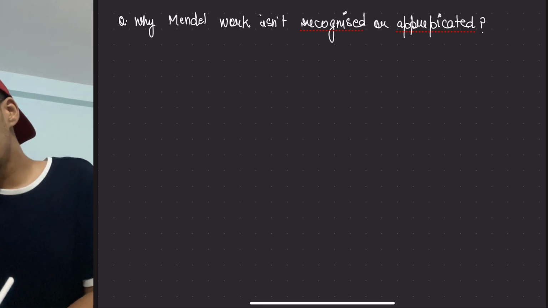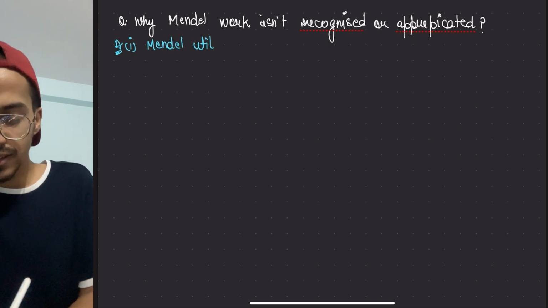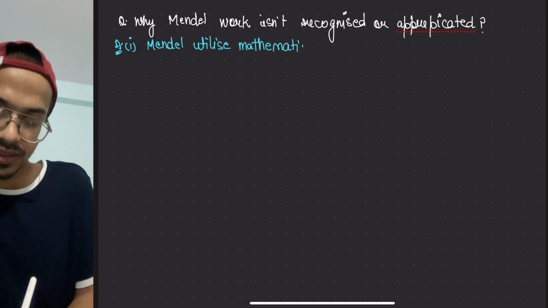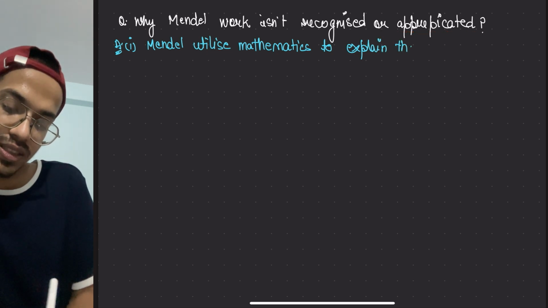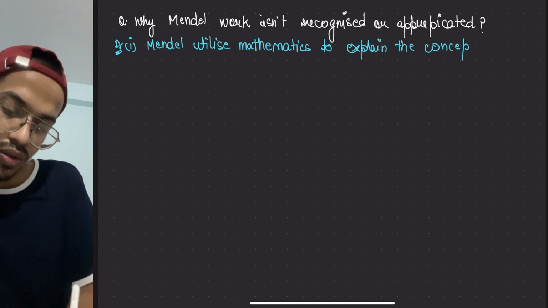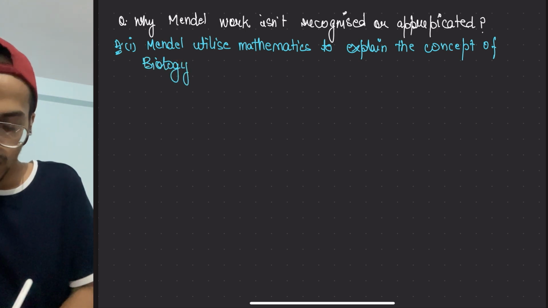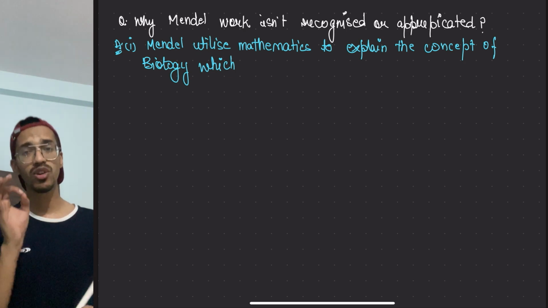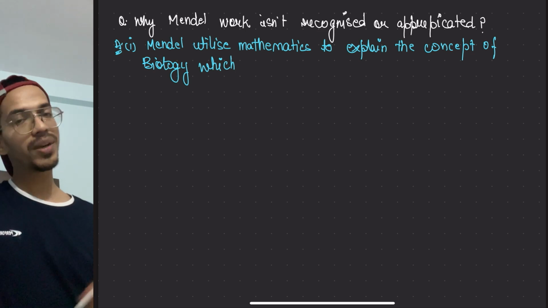appreciated? The answer to this question lies in the first thing, that Mendel utilized mathematics to explain the concept of biology, which means earlier it was thought that math has nothing to do with living organisms. But he proved that no, math is there everywhere. So beta, math is everywhere.